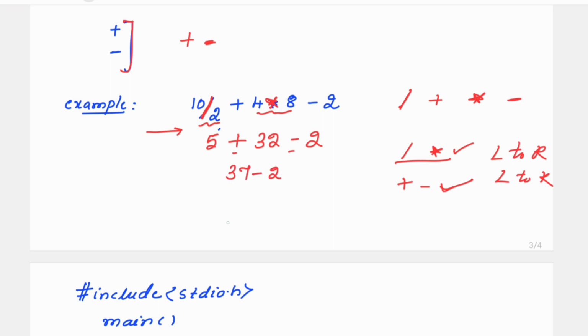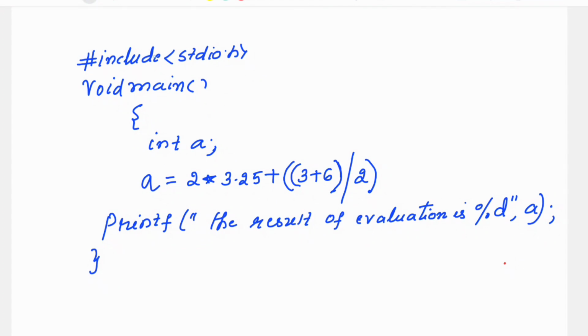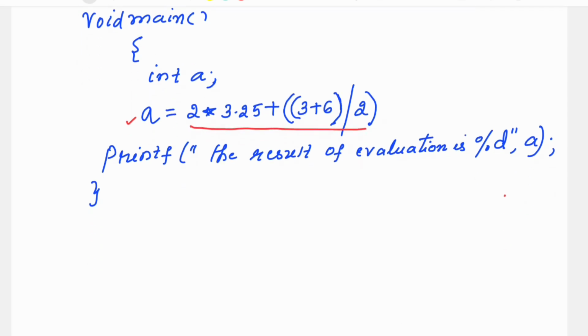Then you will perform the subtraction, which is 37 minus 2, 35. So the final answer is 35. Here I have given one example with a program also. In this program, an arithmetic expression is getting evaluated. Once this expression gets evaluated, the value is stored in the variable a. Now let us see how this expression gets evaluated.